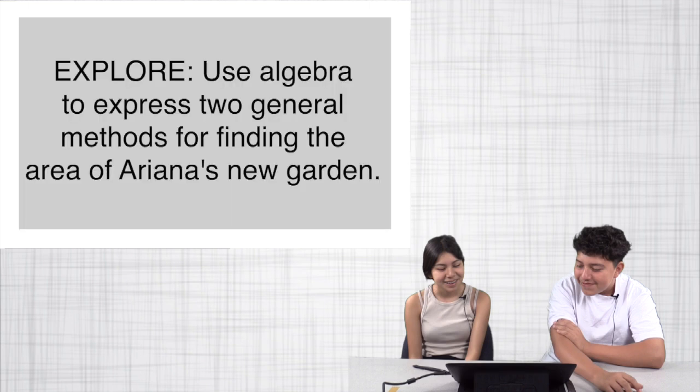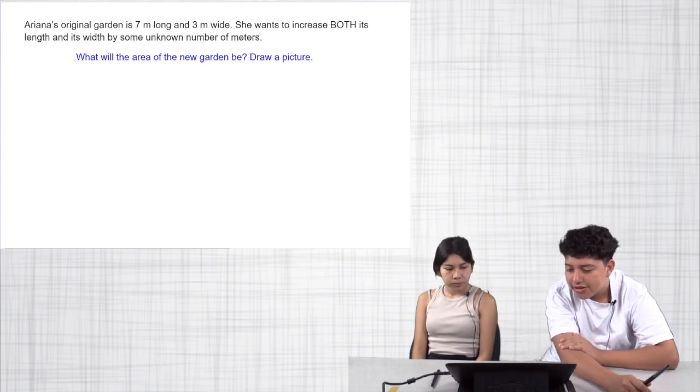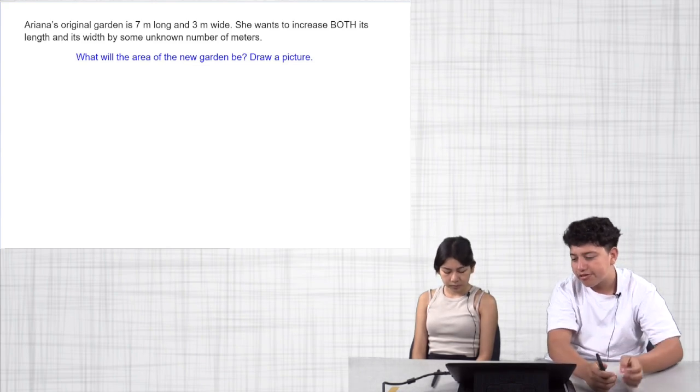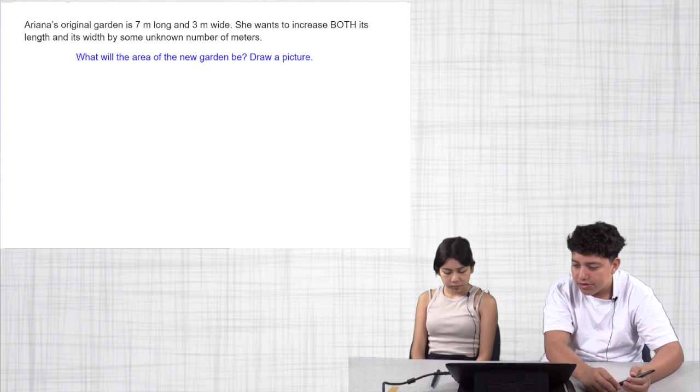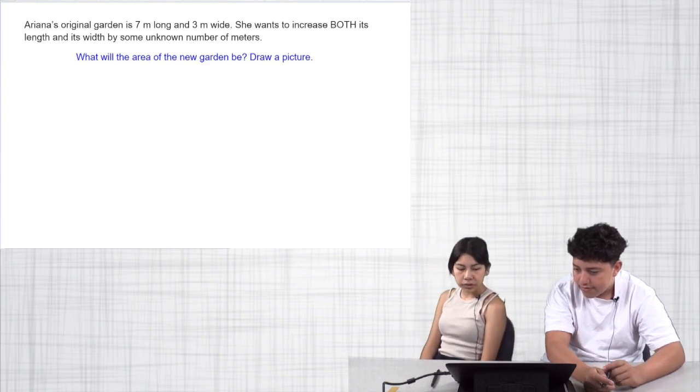In this episode, they will use algebra to express their 2 general methods for finding the area of Ariana's new garden. Mauricio, could you read that part in black for us? Ariana's original garden is 7 meters long and 3 meters wide. She wants to increase both its length and its width by some unknown number of meters. What will the area of the new garden be?